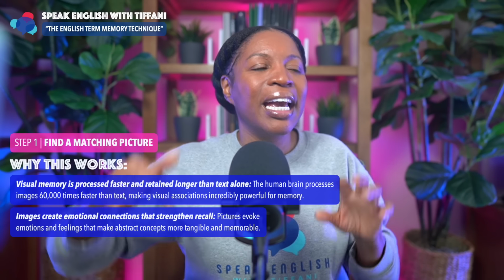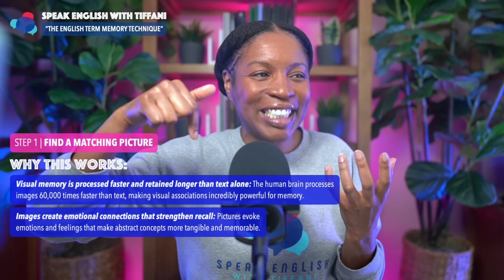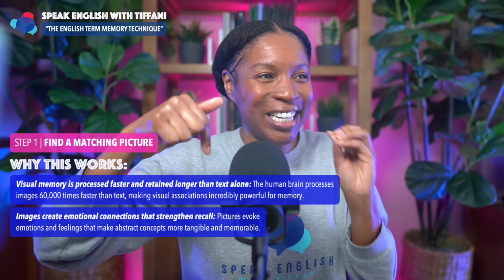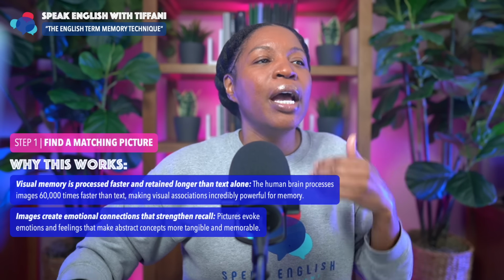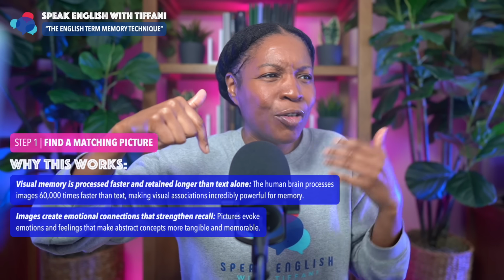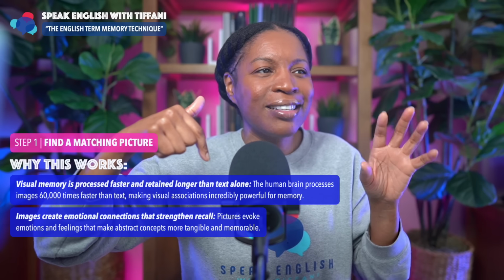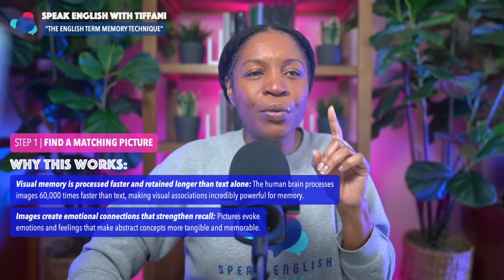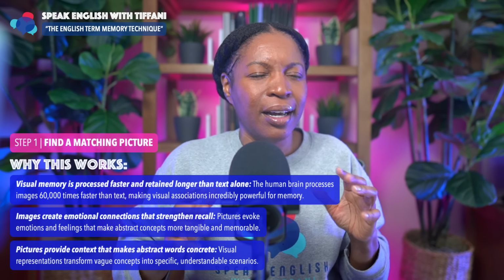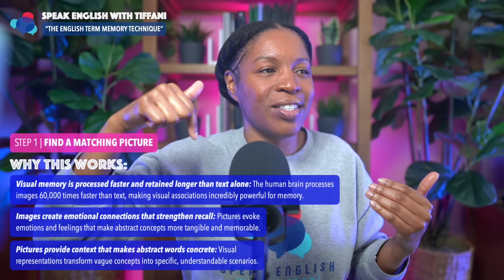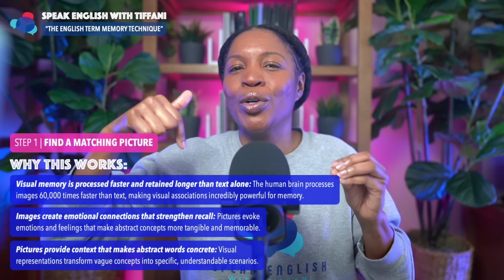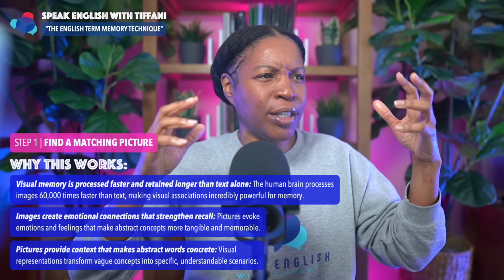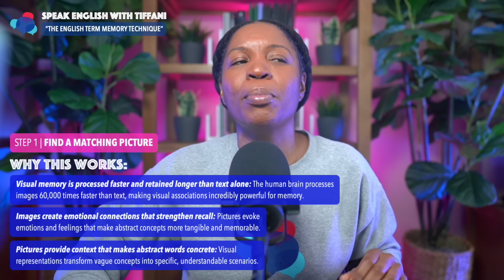The second reason is images create emotional connections. And I'm smiling as I'm thinking about the example I'm about to show you. They create emotional connections that strengthen recall. Pictures evoke emotions and feelings that make abstract concepts more tangible and memorable. And finally, the third reason why this step is so powerful is because pictures provide context that makes abstract words concrete. Visual representations transform vague concepts into specific, understandable scenarios.